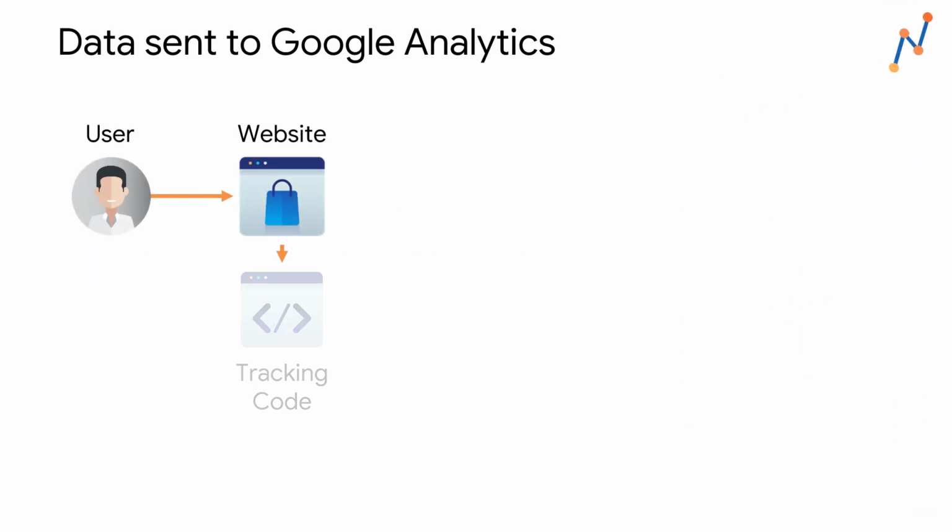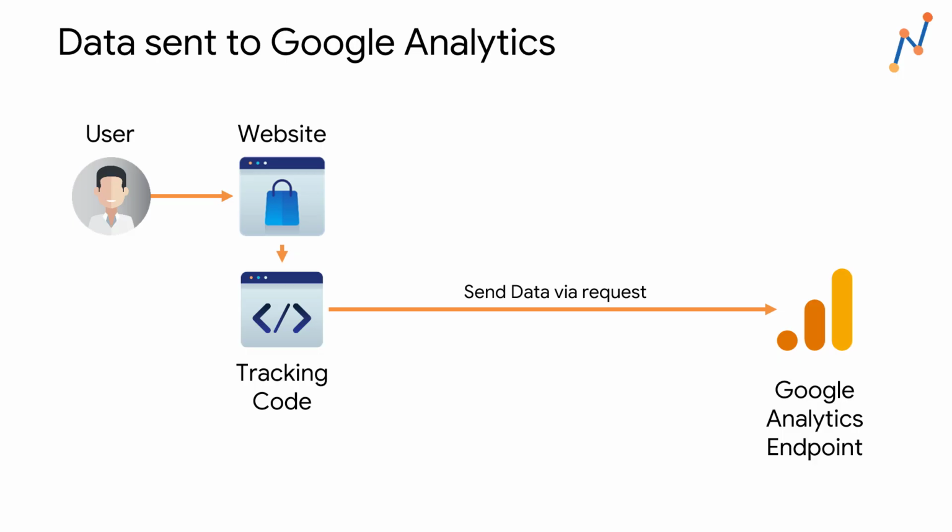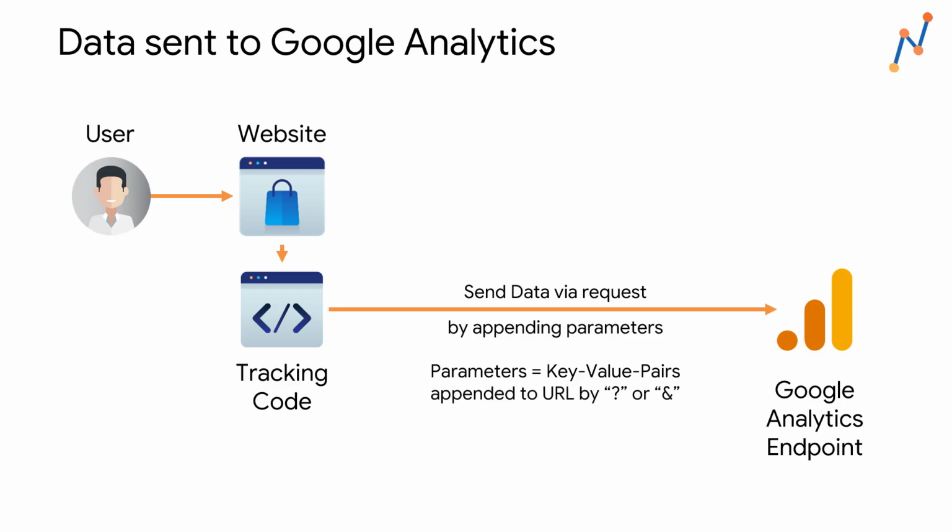Basically, data is sent to the Google Analytics endpoint via request by involving the tracking code, no matter if it's Universal Analytics or GA4. Sending data is done by appending additional information with parameters to this request. And these parameters are key value pairs, which, as the name implies, consist of a key and a value each. Those are appended to the URL of the request either with a question mark for the first parameter or an ampersand for each subsequent parameter.